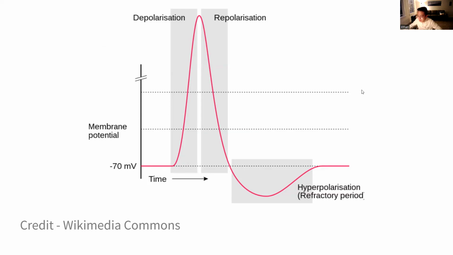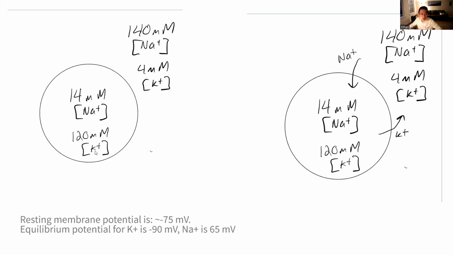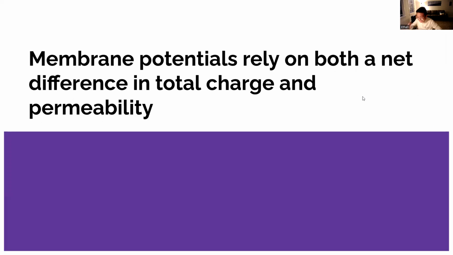So in a neuron that's at resting membrane potential, chilling before an action potential, these are the concentrations of sodium and potassium intracellular versus extracellular. So salty banana, right, is always that acronym or mnemonic for memorizing things. You have much higher sodium extracellular versus intracellular, and much higher potassium intracellular versus extracellular, just like a salty banana would. And the first thing I want to talk about, and what I've mentioned before, is that membrane potentials rely on both a net difference in total charge and permeability, right? So it's not as simple as thinking that membrane potentials are only about difference in net charge. Permeability also plays a role.